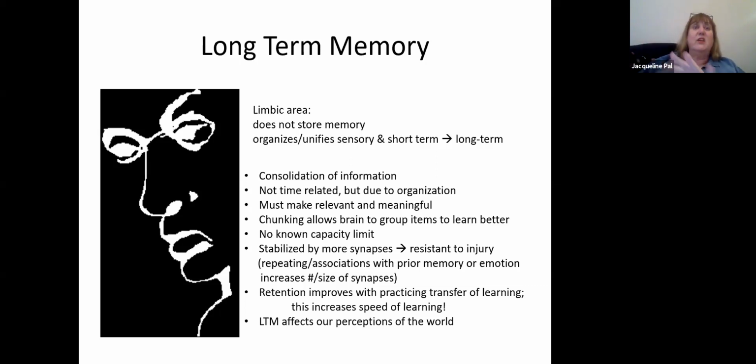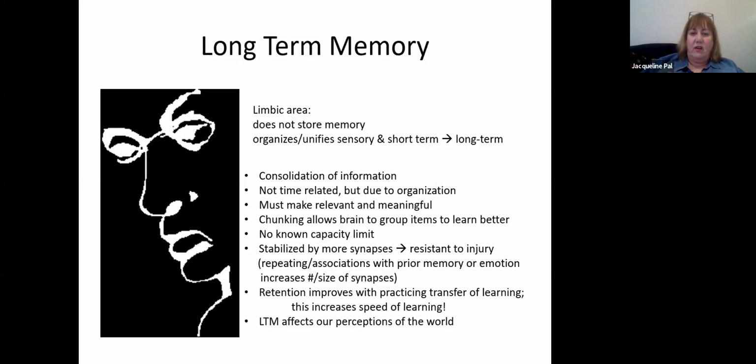And here's the great news. There's no capacity limit for long-term memory. And the more you review it, the more synapses you're going to get, and the more resistant it is to forgetting or to injury. Remember, it may have been 20 years since you rode a bike, and you'll still know how to ride a bike. So stabilize it by repeating it, or make associations with prior memories, or make emotions, because that increases synapses.